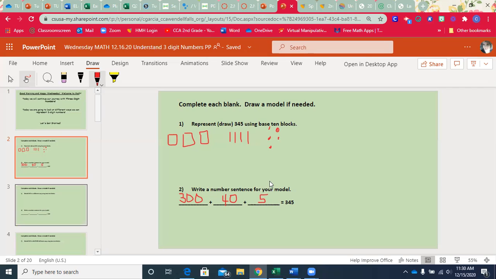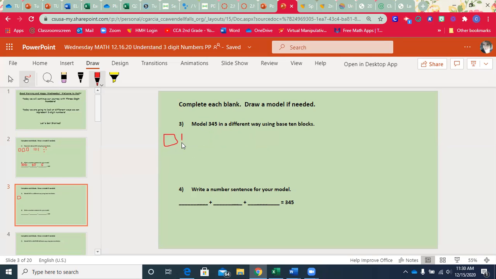Now, on the next slide, I'm going to ask you to represent the number 345 in a different way using base 10 blocks. So this is what I want you to think about: regrouping. The first way that I'm going to show you is I'm going to take one of these hundreds and I'm going to regroup it into 10 tens, because I know that if I break this 100 apart into tens, I will get 10 tens. So let's see what this looks like.